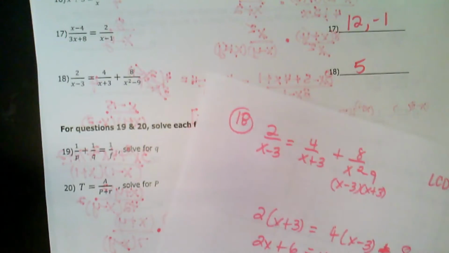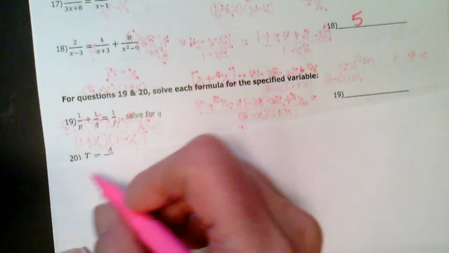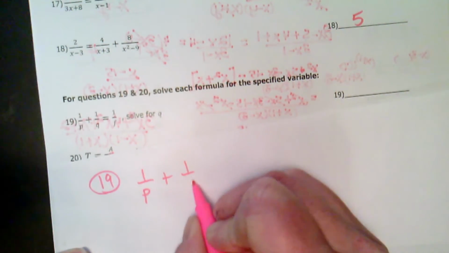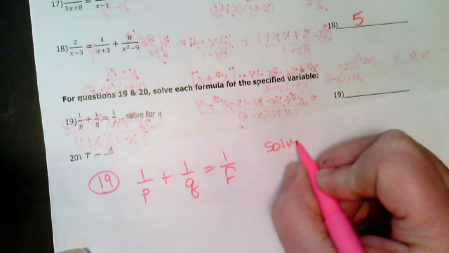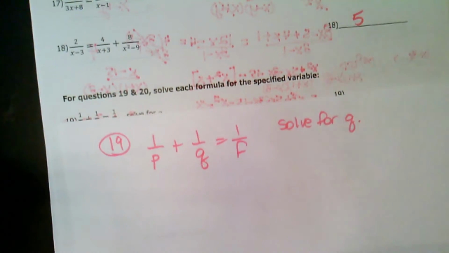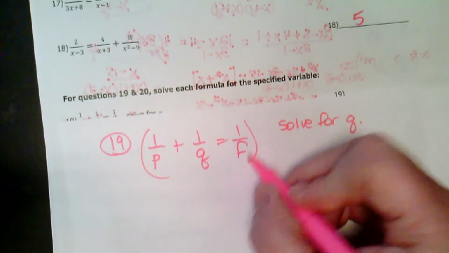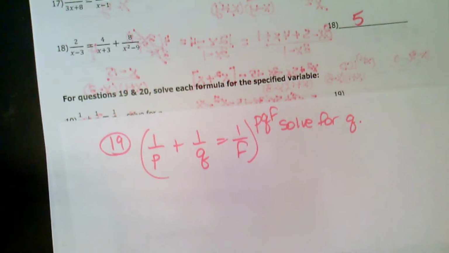All right, 19. 19 says solve each formula for the specified variable. And they want you to solve for q. So just like in our other questions, these are just like fractions. So we want to get rid of them fractions because we don't want our f or our q on the bottom. So we got to get rid of all the fractions.